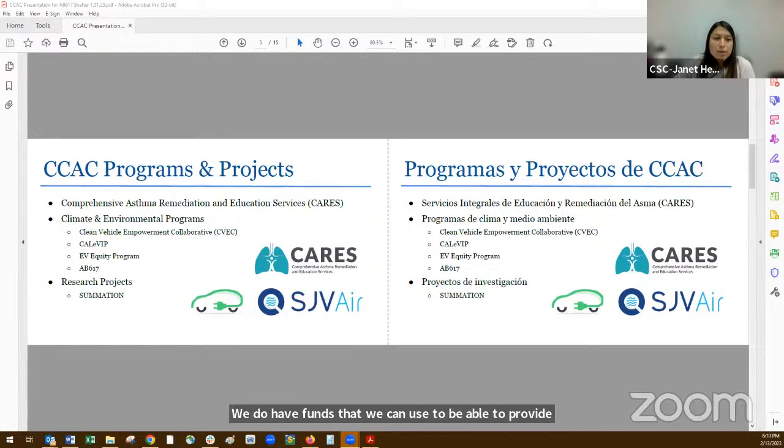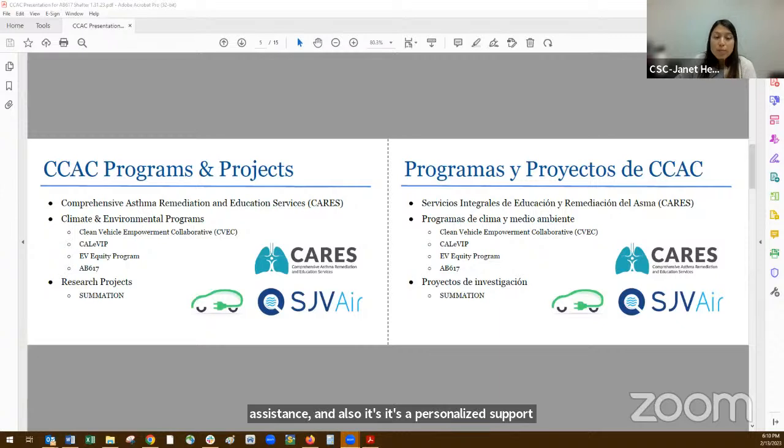And for some of the climate and environmental programs that we have at CCAC, we have the Clean Vehicle Empowerment Collaborative and the EV Equity Program, which go hand in hand. So the EV Equity Program is a program where we help San Joaquin Valley residents tap into state and federal funds to get incentives and rebates to afford an electric vehicle. So we really do help them with the process of knowing the benefits of having an electric vehicle, how they can charge their electric vehicle, the locations of EV chargers. We also work with people with finance assistance, and also it's a personalized support that we give to SJV residents.